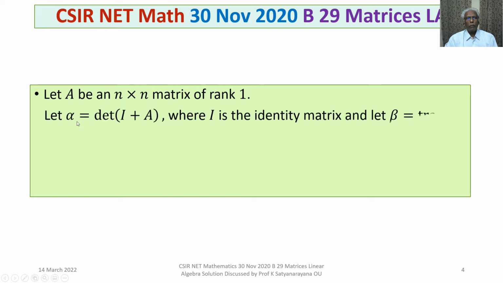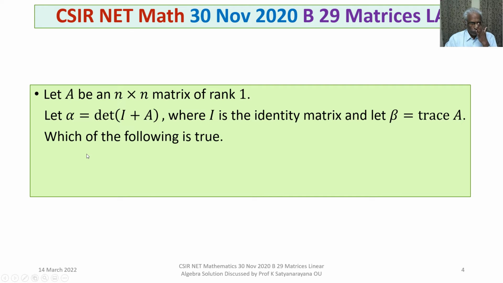Let capital A be an n by n matrix of rank 1. Let alpha be equal to determinant of I plus A, where I is the identity matrix, and let beta be equal to trace of A. Then which of the following is true?